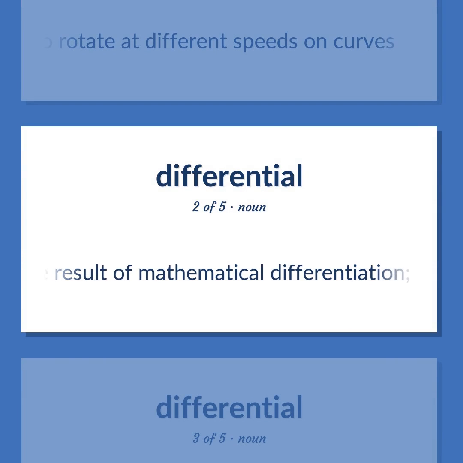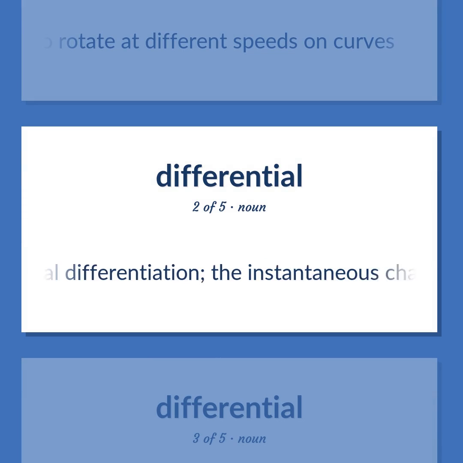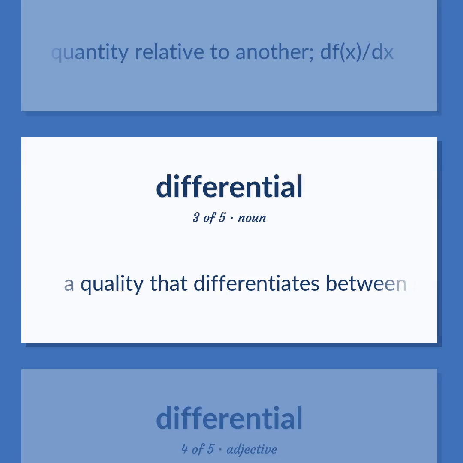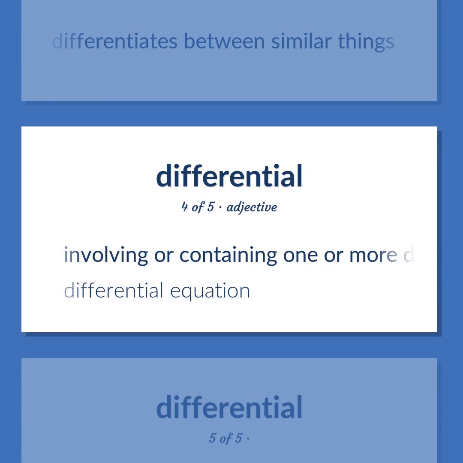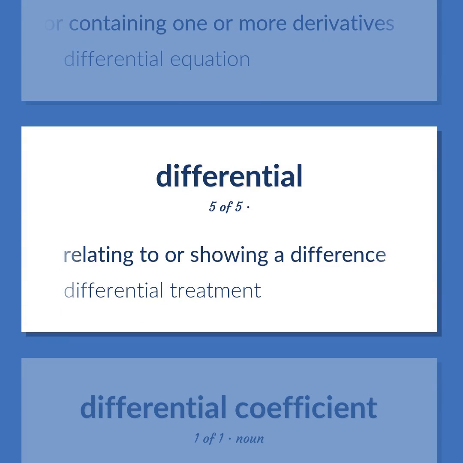The result of mathematical differentiation. The instantaneous change of one quantity relative to another: df, x, dx. A quality that differentiates between similar things. Involving or containing one or more derivatives: differential equation. Relating to or showing a difference: differential treatment.